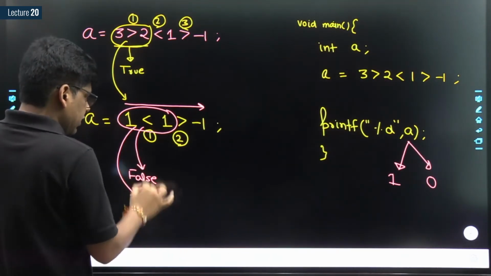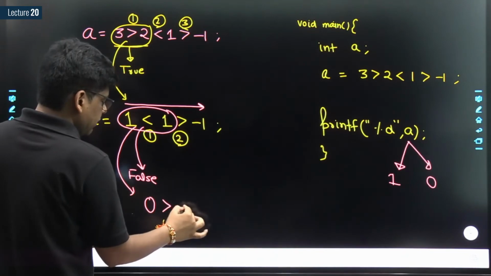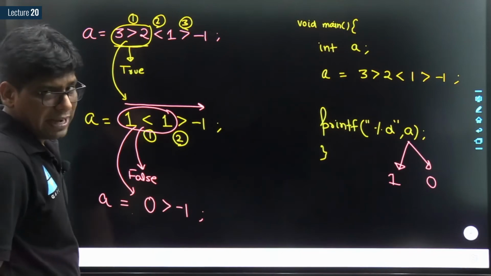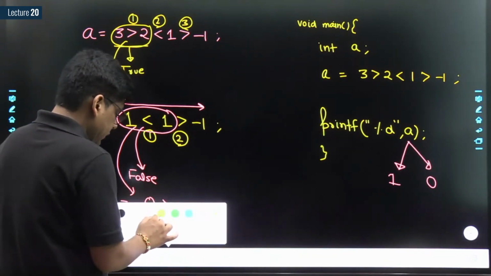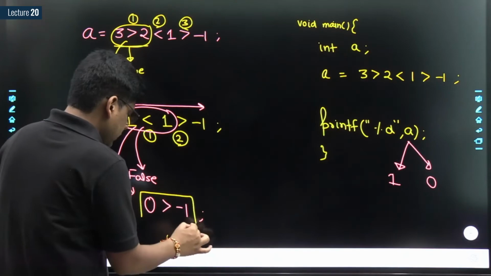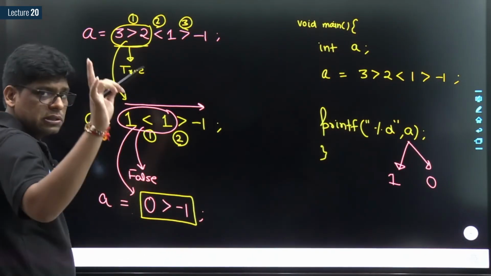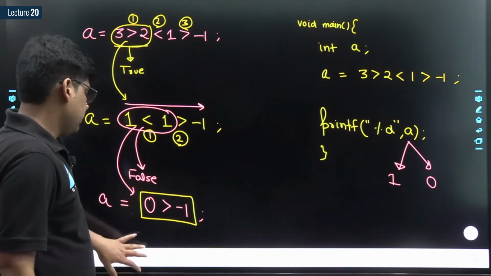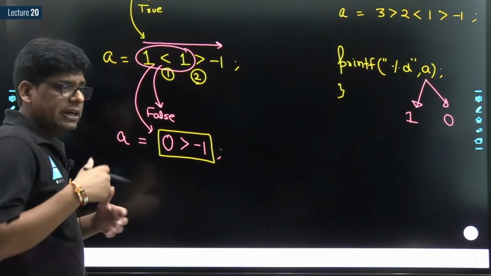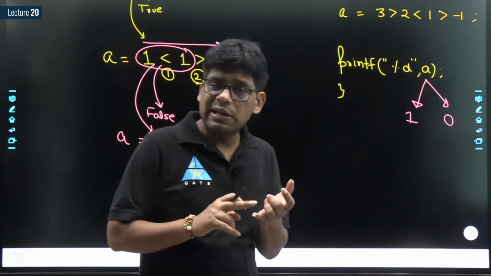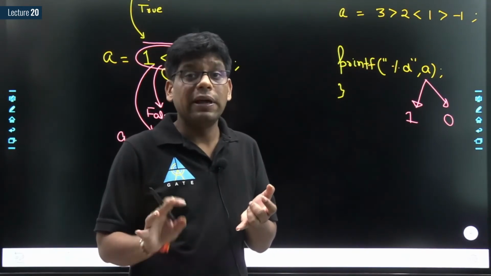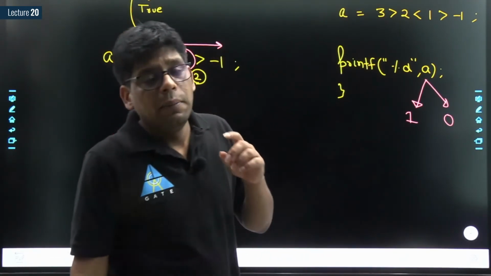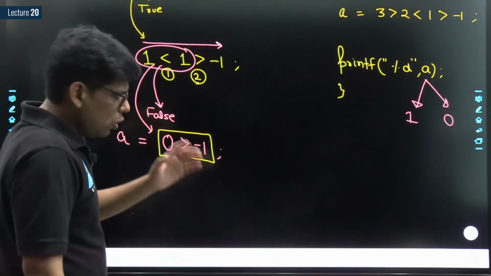The output of this is 0, and let me copy the remaining operation. Okay, that means finally we have A is equal to 0 greater than minus 1. Sir, again, if I ask you, see the priority of equal to is lowest till now. Till now we have studied arithmetic operator, assignment and relational. Among all of them, not in the entire 44 operators, among all of them, the priority of equal to is lowest.